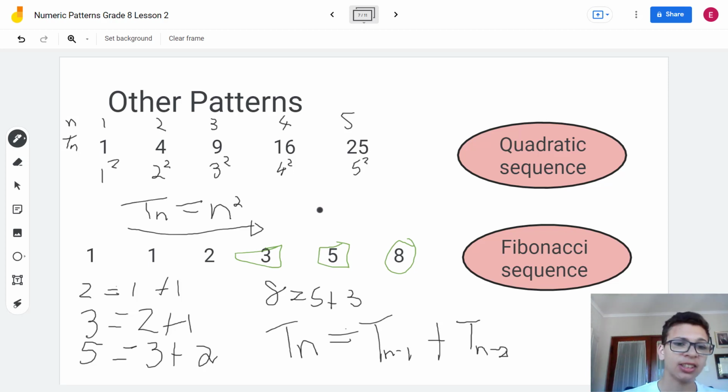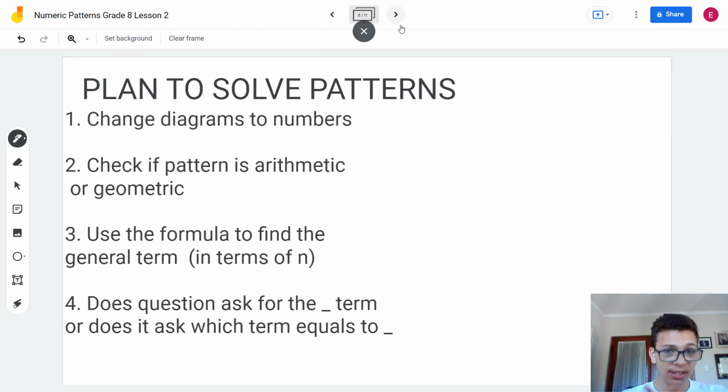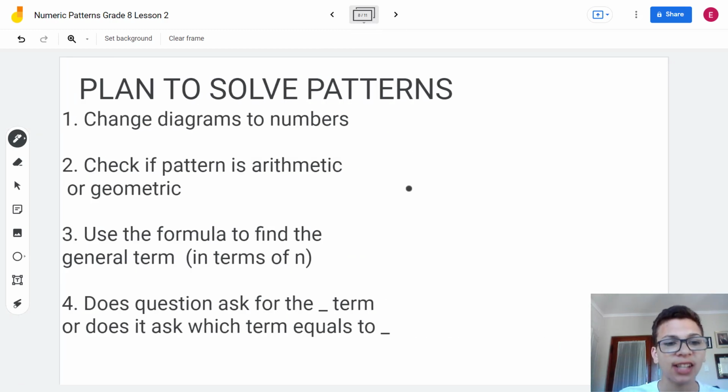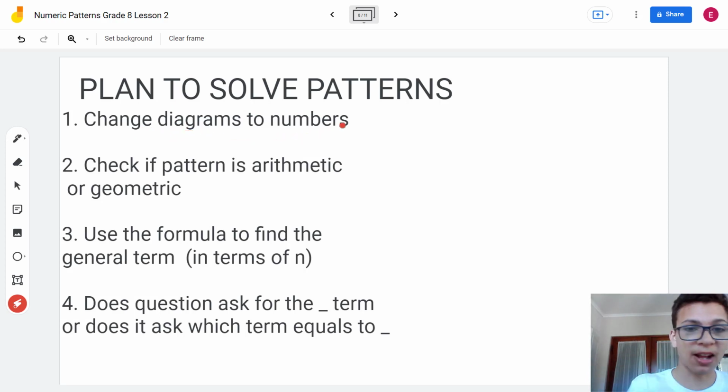Plan to solve patterns. So firstly, our first step will be to change the diagrams to numbers. Okay. As you can see with our arithmetic patterns, we changed the houses to numbers. We changed our first house had how many matches. Our second house had how many matches. Okay, that's our first step, because usually they give you diagrams of matches or squares or circles, whatever it may be.